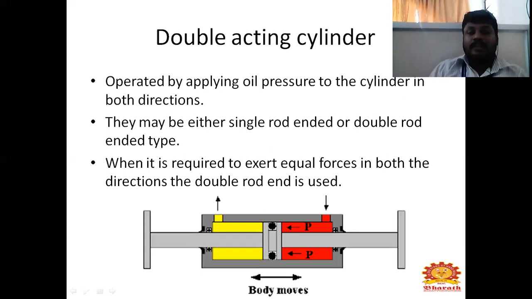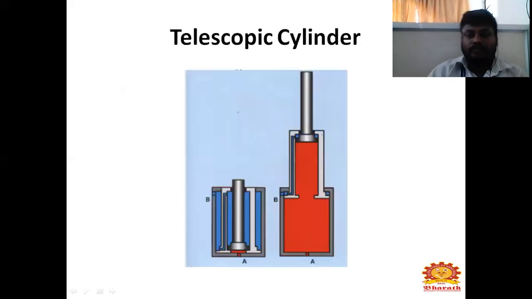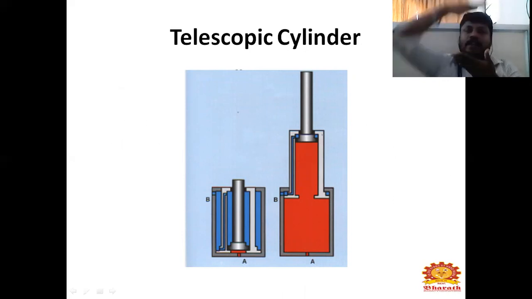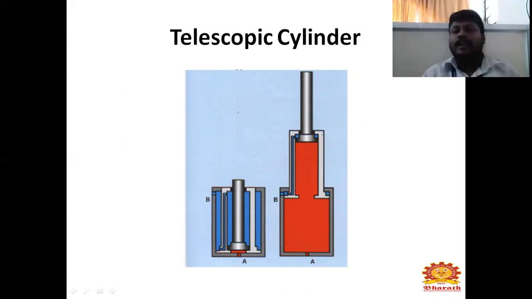They may be either single rod ended or double rod ended. When it is required to exert equal forces in both directions, the double rod end is used in these types of cylinders. Next one is a telescopic cylinder, where it will be extending. When the first cylinder is filled with fluid, the second cylinder will be extended. If the second cylinder is also filled with fluid, the third cylinder will be extended. Layer by layer it will be extended automatically.